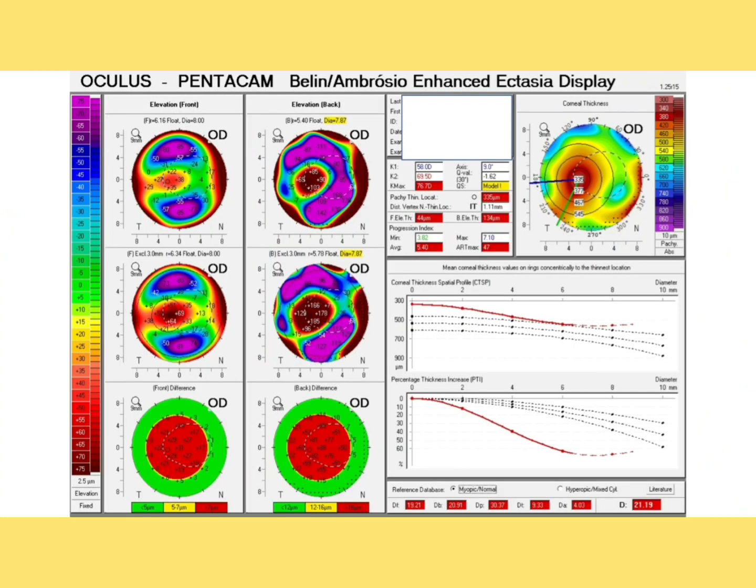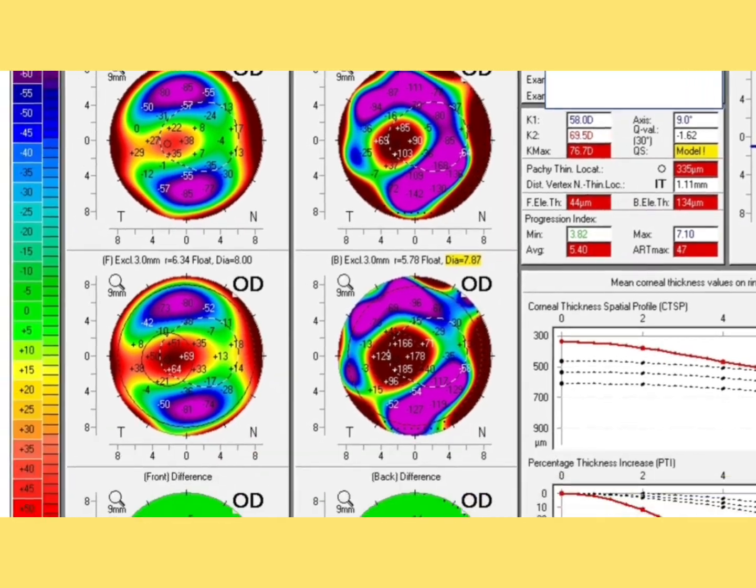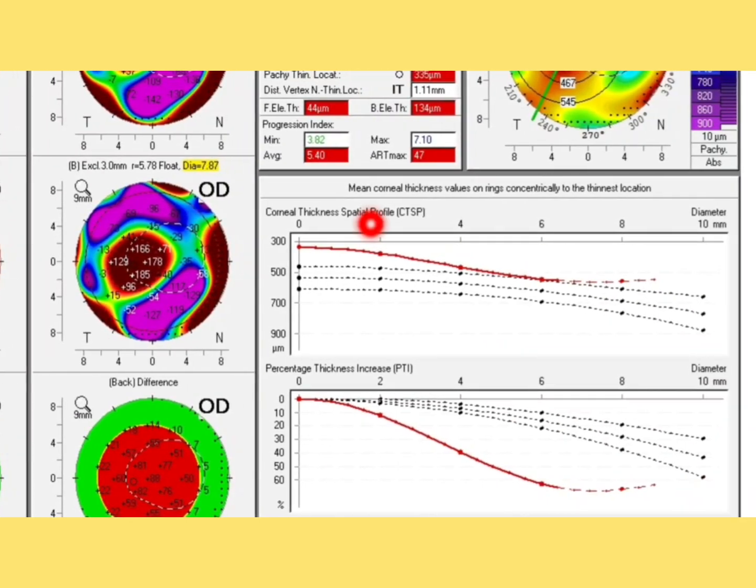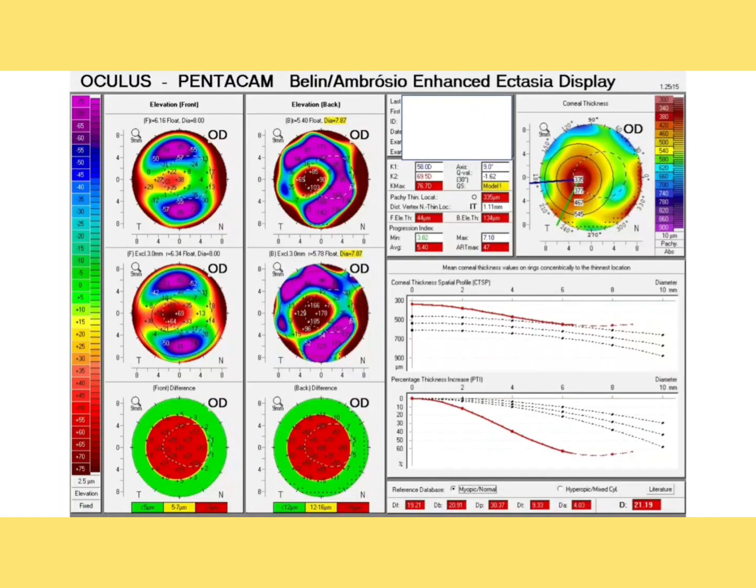So if you look at the Belin-Ambrosio corneal ectasia map, here you can see that it is expressed as red color. That is indicating yes, there is a presence of keratoconus. And then you need to see the average value. It is more than 1.20, that is abnormal, and the red line is getting deviated before 2, so it is indicating yes, the patient has keratoconus.